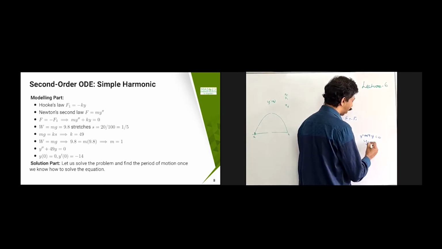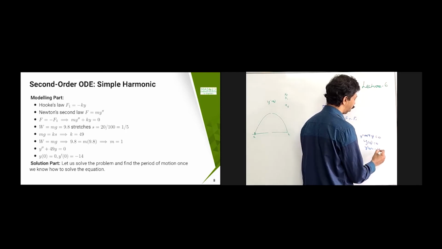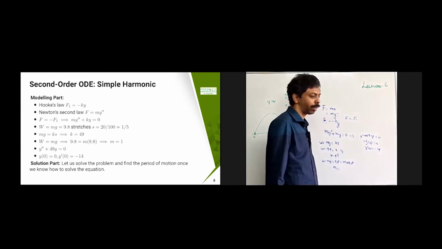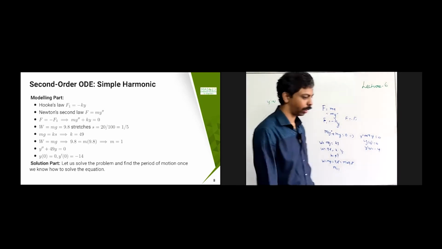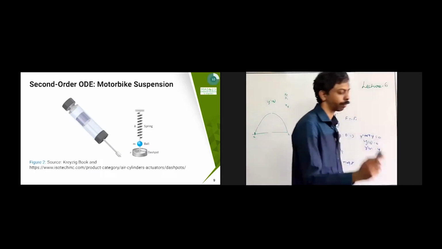Then y dash of 0 is going to become minus 40 because it is going in the opposite direction. It is stretching against gravity. Therefore, I am going to get y dash of 0 equal to minus 40. So how do we find the solution of this problem? That we will see soon.